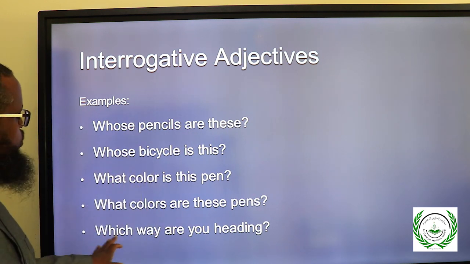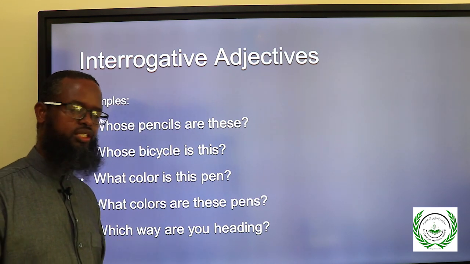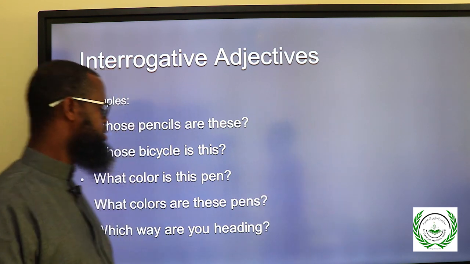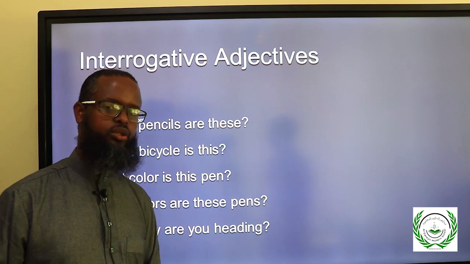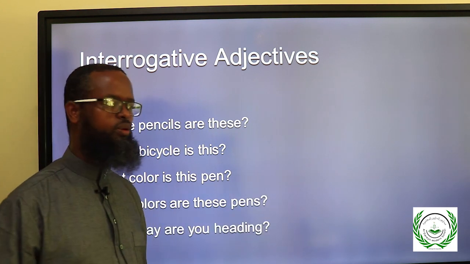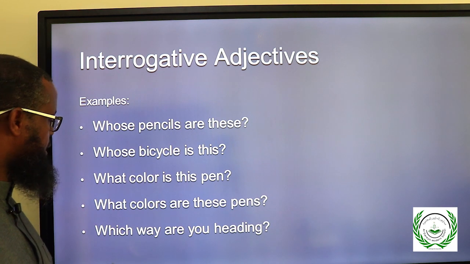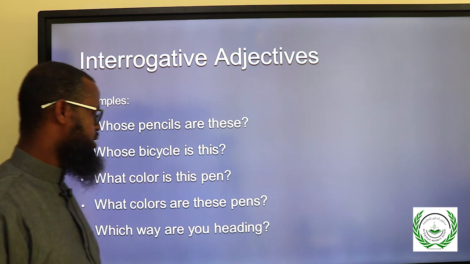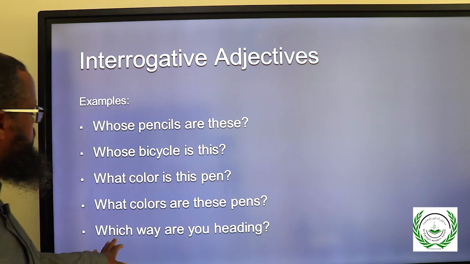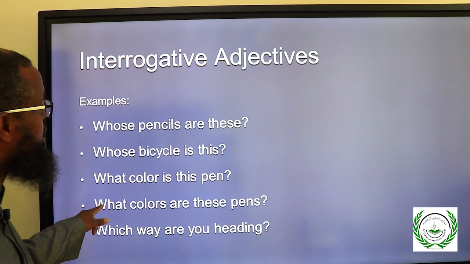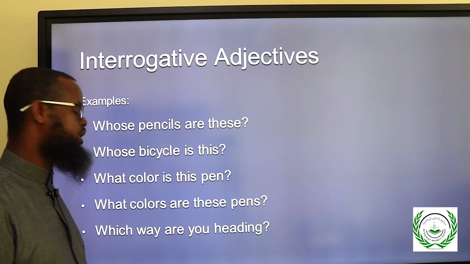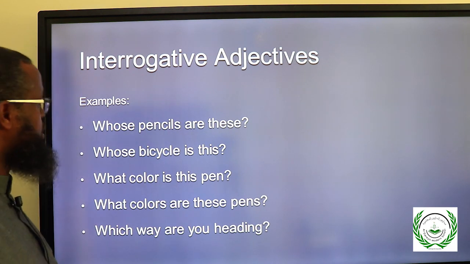Whereas which gives you choices, different choices, a chance to have different answers. So for example, which way are you heading? This means, are you heading that way? There are different ways that you can head. So the answer could be heading that way or that way. So the interrogative adjective what doesn't give you a choice. It's a straight question, whereas the interrogative adjective which provides you choices for your answer.